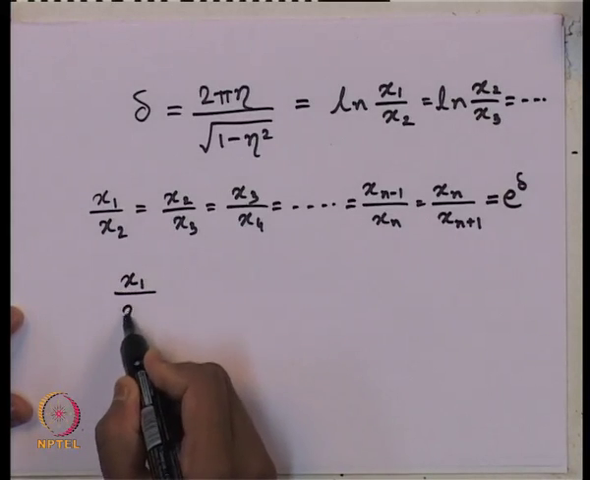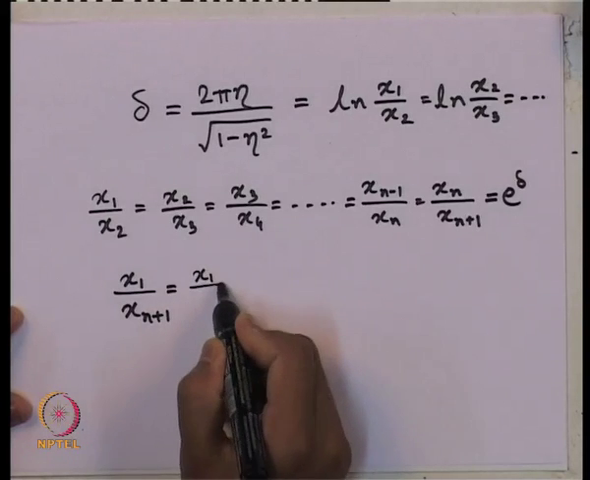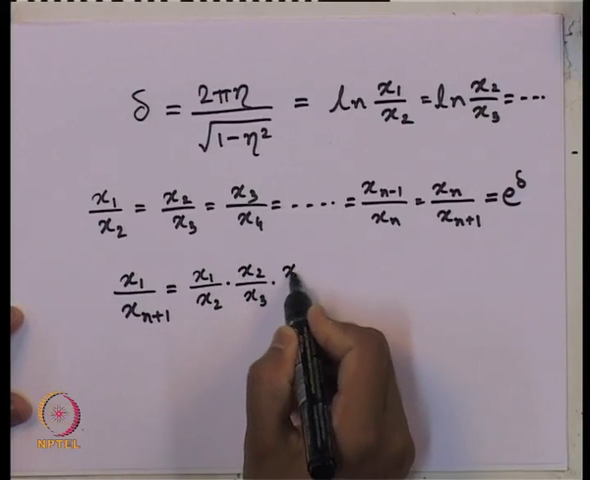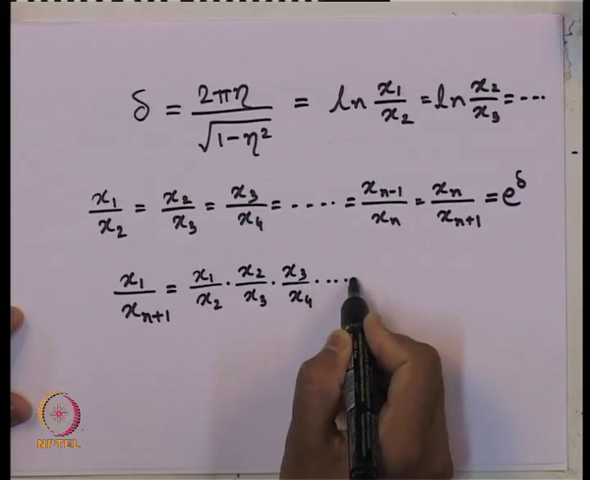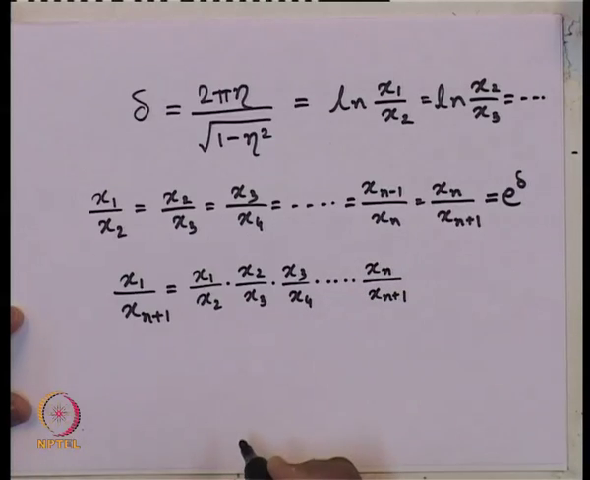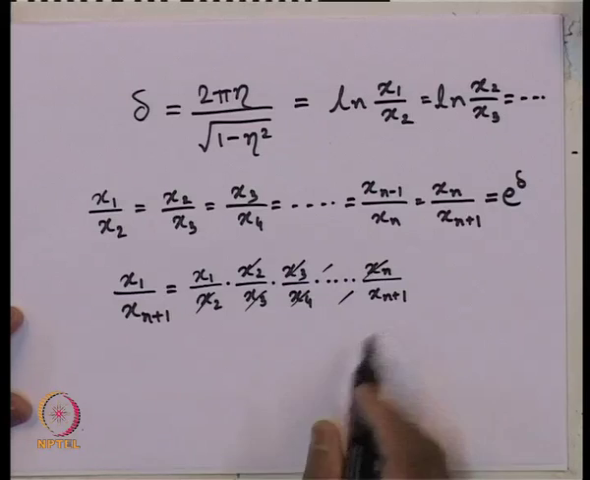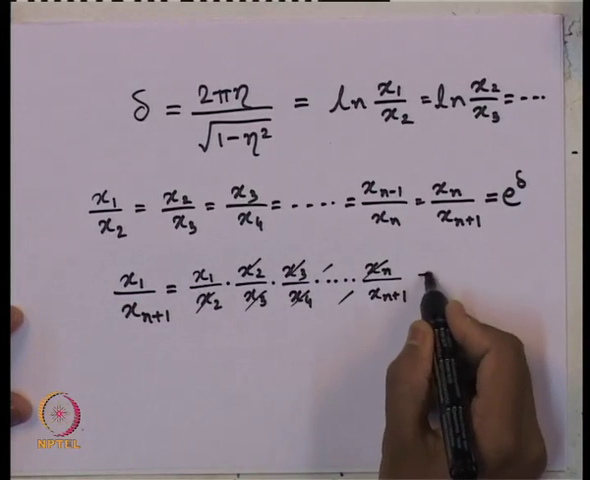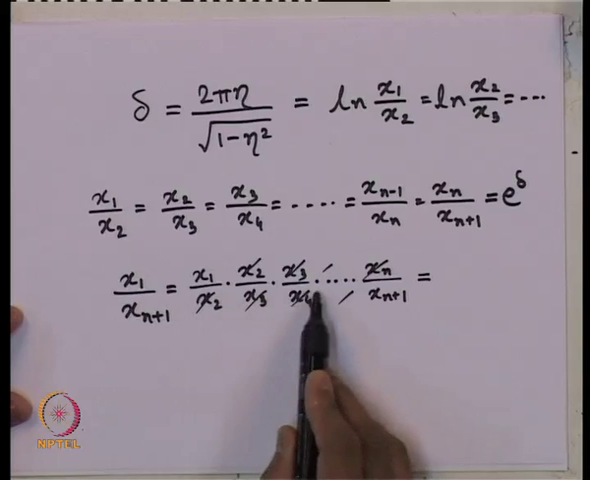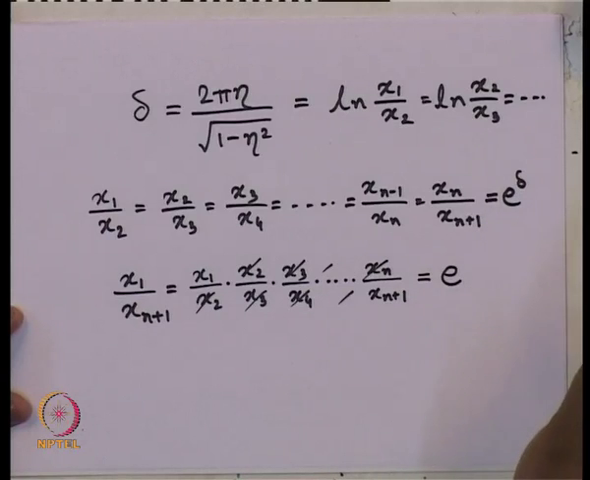x1 by x(n+1) should be equal to x1 by x2 times x2 by x3 times x3 by x4, and so on up to xn by x(n+1). So, this gets cancelled, this gets cancelled, here also it gets cancelled, and finally it remains like that. What does it mean? From 1 to n, I have taken n number of cycles. So, e to the power delta is repeated n times.